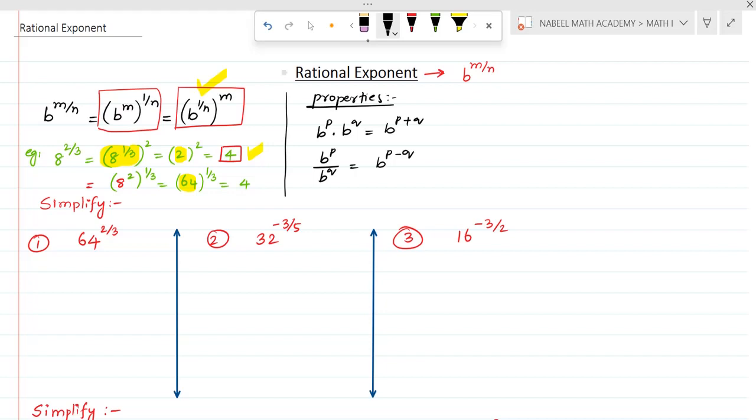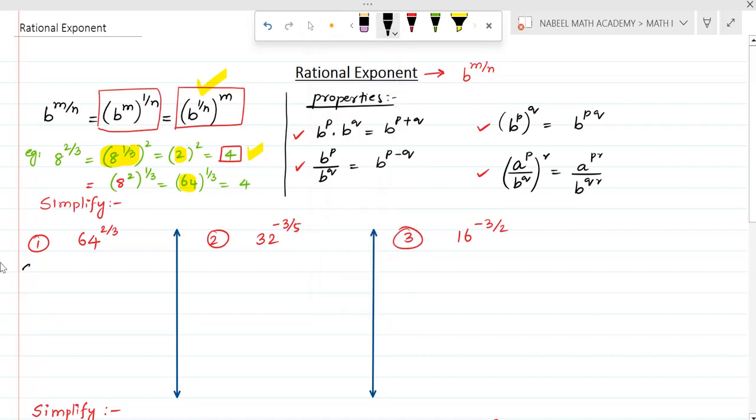This is the first rule, and this is the second, then the third and fourth. We have the power of a power: b to the power p, whole to the power q, gives b to the power pq. Now a to the power p over b to the power q, whole to the power r, becomes a to the power pr over b to the power qr. These are the four properties. Using the properties, we will solve the problems.